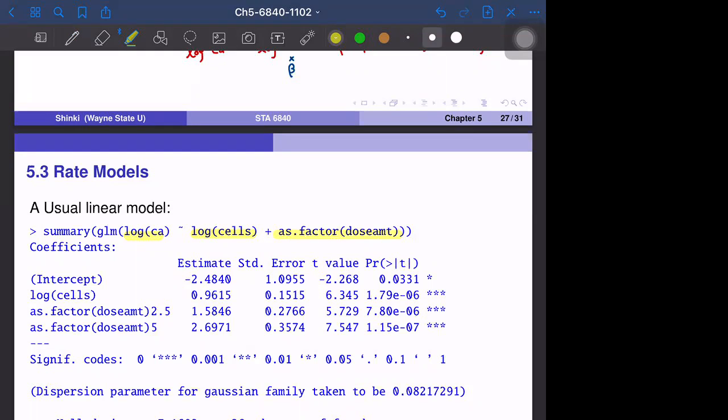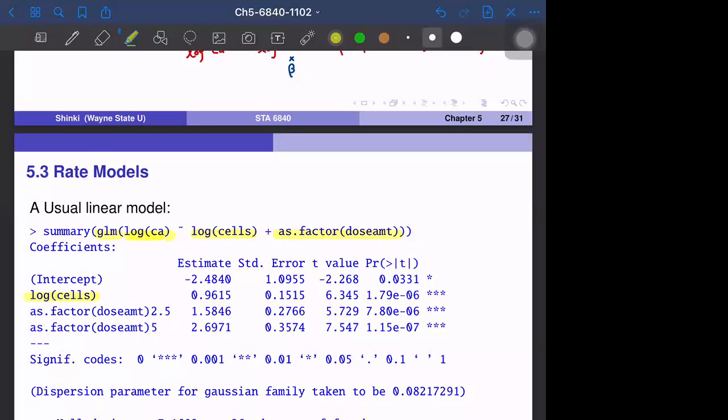The textbook uses the Poisson regression model for this question, but the log of Ca is not a count anymore. It can be negative and also fractional, so it does not seem appropriate to fit the Poisson model here. The binomial model also does not sound appropriate. So I just used linear regression. GLM without any option is linear regression.